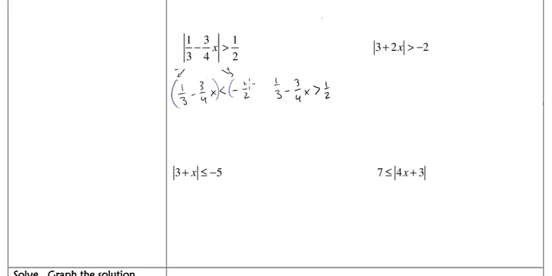What can I multiply both sides by to get rid of all my denominators all at the same time? Well, it looks like my lowest common multiple here is going to be 12. So I'll multiply everything by 12. Over here, as I distribute the 12, 12 times 1/3 is going to give me 4. So 4 minus, and 12 divided by 4, that's 3, and 3 times 3 is 9, so minus 9x is less than, over here I've got negative, and half of 12 is 6. So 4 minus 9x is less than negative 6.